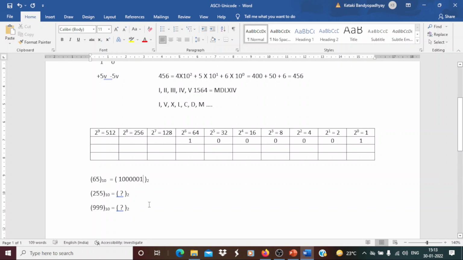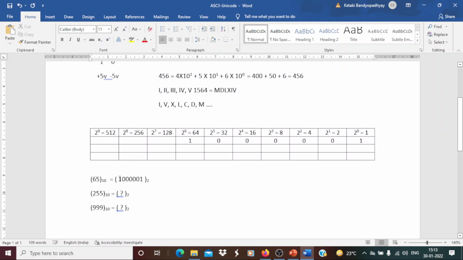And in a computer, this 65 is represented as a discrete digital signal, the presence of the voltage or presence of the signal and absence of the signal. So in this way, you can take any decimal number and you can convert it into its binary equivalent.